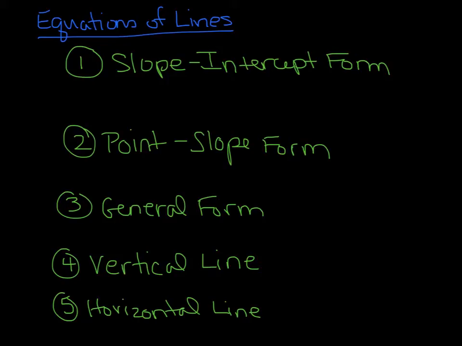It's called slope-intercept form, and it's y equals mx plus b, where m represents the slope and b represents the y-intercept. Hence the name slope-intercept form.